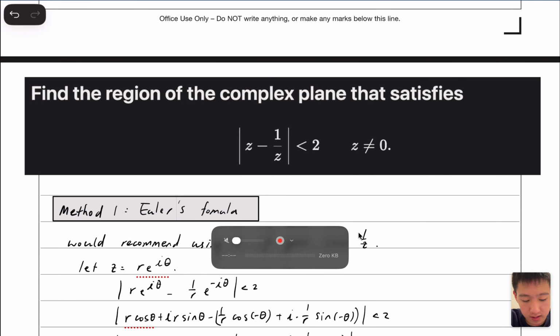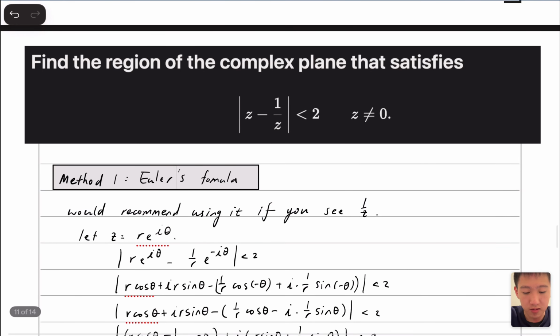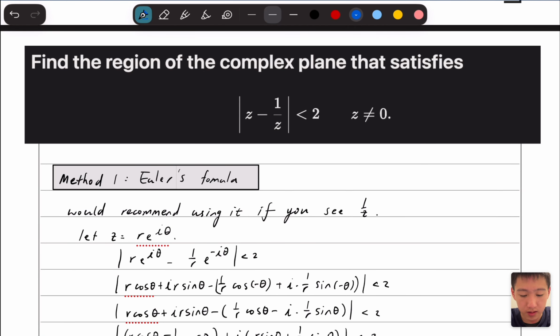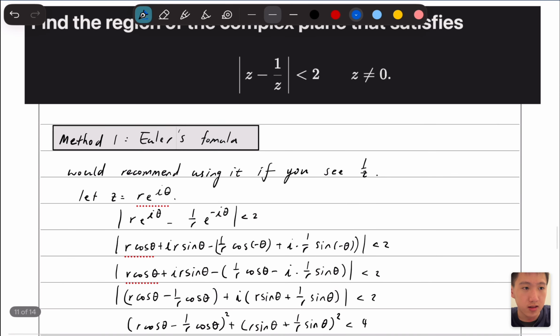Welcome, Extension 2 students. Let's look at this very difficult Argand diagram question from complex numbers. We're saying the modulus of (z minus 1) over z is smaller than 2. So it's a difficult question. We definitely can't just do it by geometric interpretation, and we have to do some tough algebra.